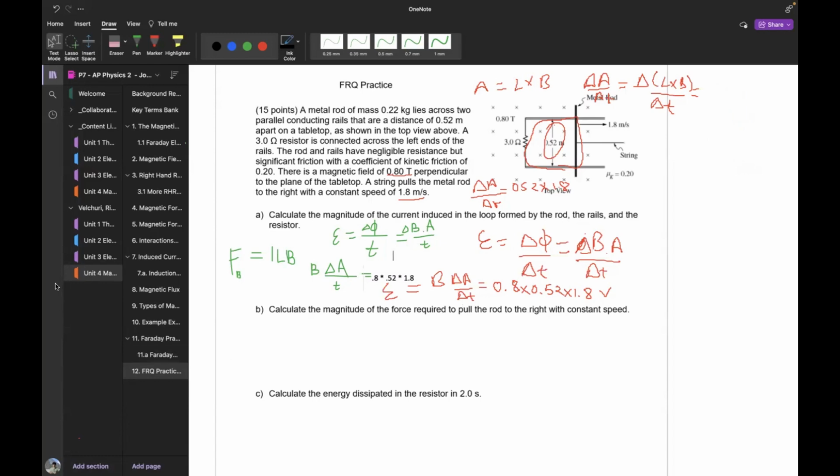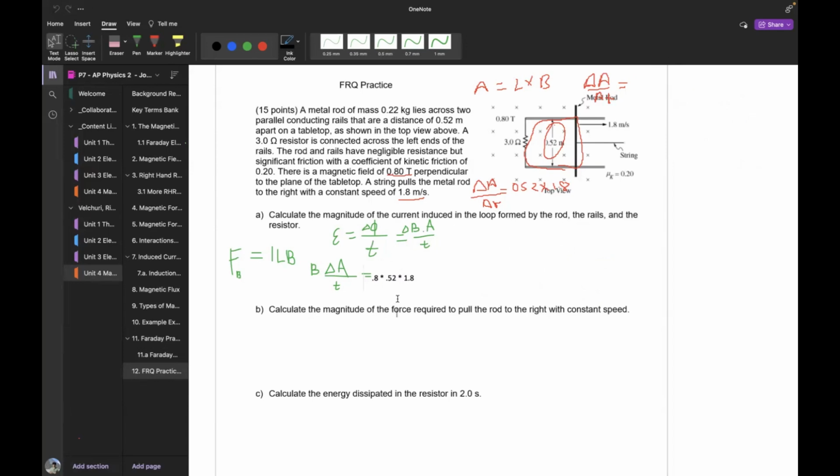Should I erase this? Should I keep this? Yeah, you can erase this part here.